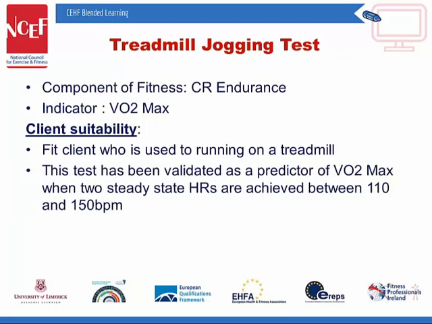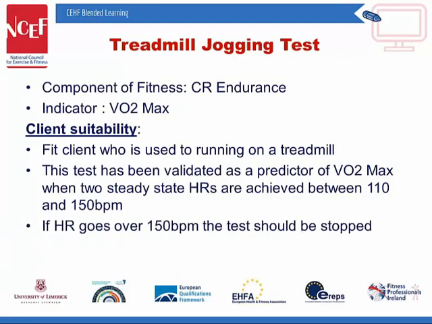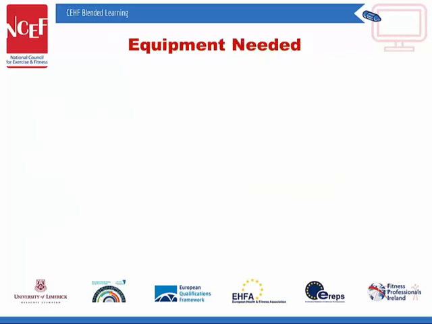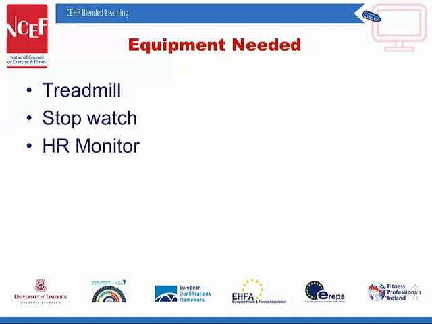This test has been validated as a predictor of VO2 max when 2 steady state heart rates are achieved between 110 and 150 beats per minute. And that is important. We need to keep that in our head when we're doing the test. We need 2 heart rates to stay in between 110 and 150 beats per minute for the test to be valid. If the heart rate goes over 150 beats per minute, the test should be stopped. The equipment needed: a treadmill, a stopwatch, the heart rate monitor and a recording sheet.